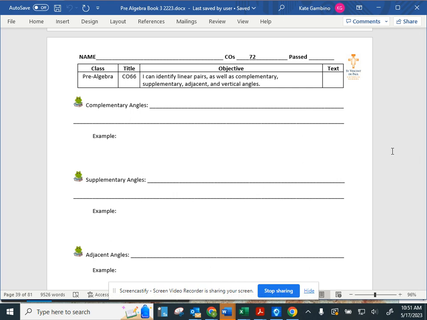We are continuing with our angles that we started this week. So we're continuing with angles, learning a little bit more about them. Today we are doing CO66. I can identify linear pairs as well as complementary, supplementary, adjacent, and vertical angles. And I did do some of our Khan Academy that had to do with this, giving us an idea of what was coming up this week. So we are going to learn what each of these angle types mean and how we work with that.